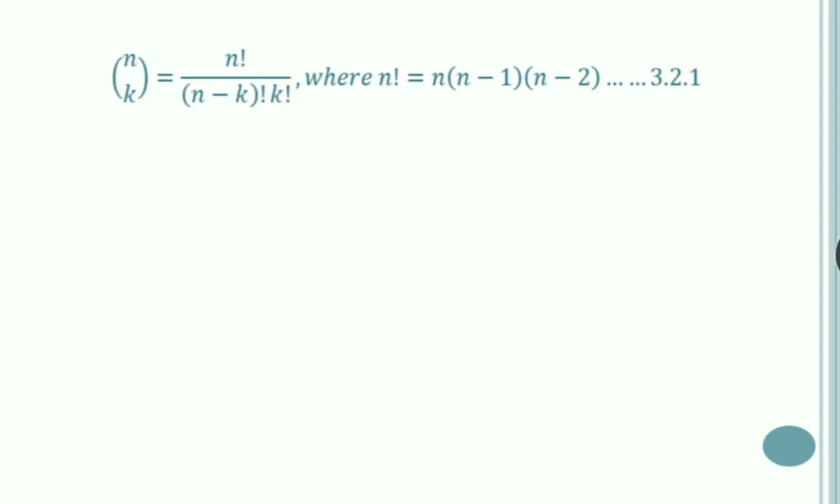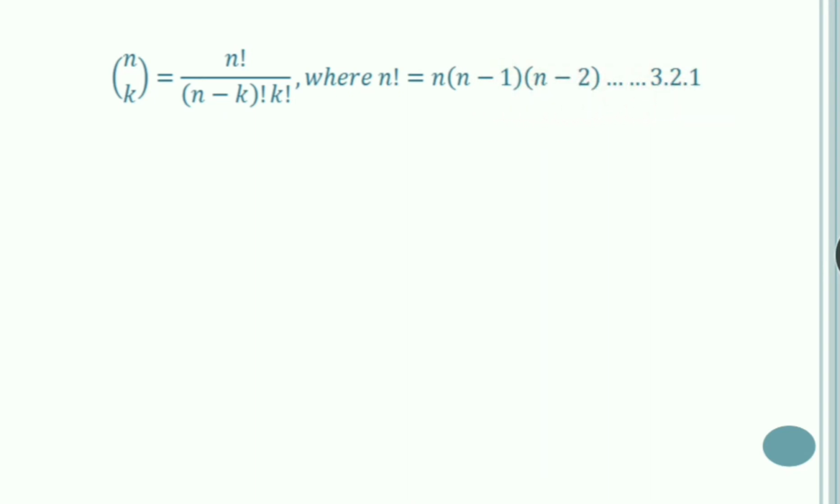nCx is the binomial coefficient. The value of nCk is given by this formula. nCk is equal to n factorial upon n minus k factorial into k factorial. And what is n factorial? n factorial is n into n minus 1 into n minus 2 up to 3 into 2 into 1.